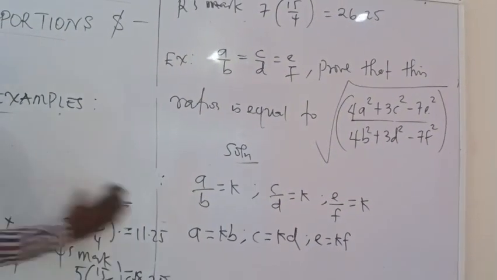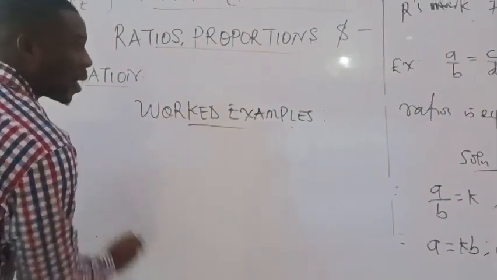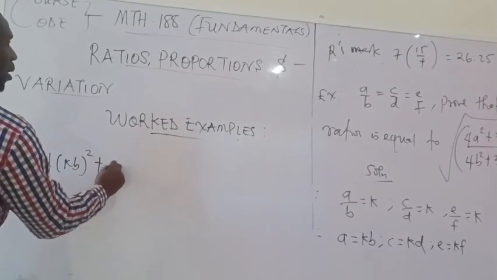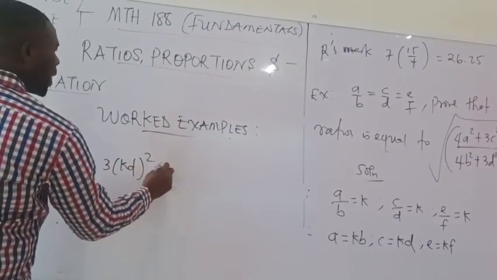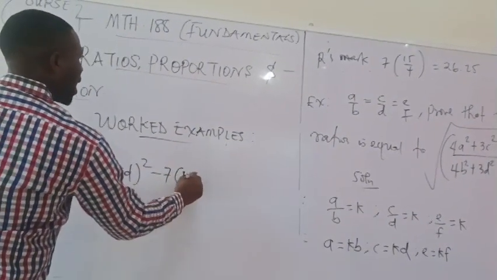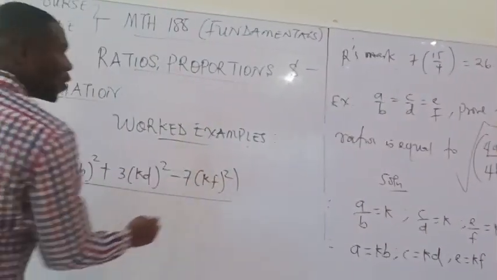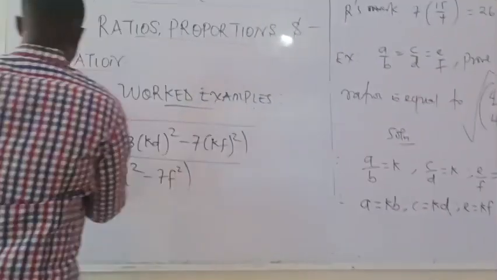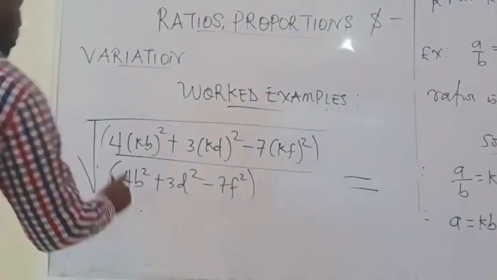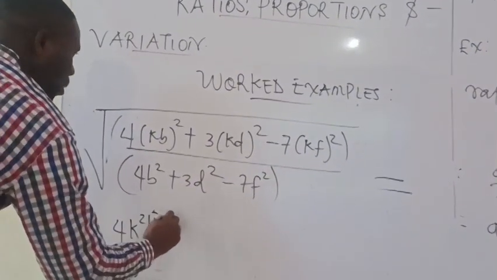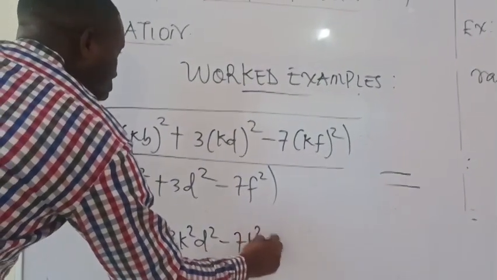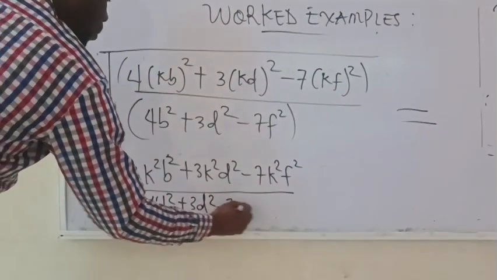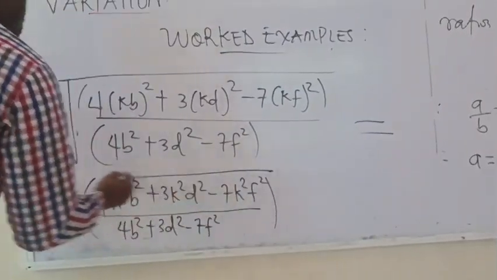Still on that, straight to the point, moving on. We have 4 times A, which is KB, squared, plus 3 times C, which is KD, raised to power 2, minus 7 times E, which is KF, raised to power 2, over, let's stick this in the bracket, 4b squared plus 3d squared minus 7f squared, and of course all raised to power half, which is the square root of it. This will boil down to 4k squared b squared plus 3k squared d squared minus 7k squared f squared, everything divided by 4b squared plus 3d squared minus 7f squared, all raised to power half, or just say the square root of it.